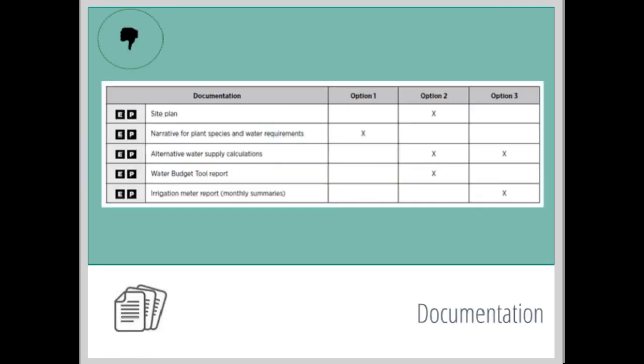Here, you can see the documentation requirement for each option. Option 1 only has one documentation requirement, a narrative for plant species and water requirement. Option 2 requires a site plan, water budget report, and alternative water supply calculations. Option 3 requires alternative water supply calculations and an irrigation meter report. If you understand the requirements for each option, it is easy to relate the required documentation.